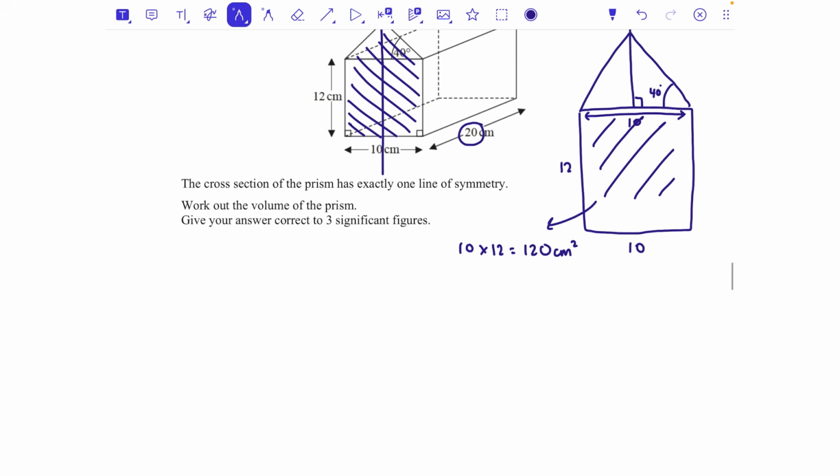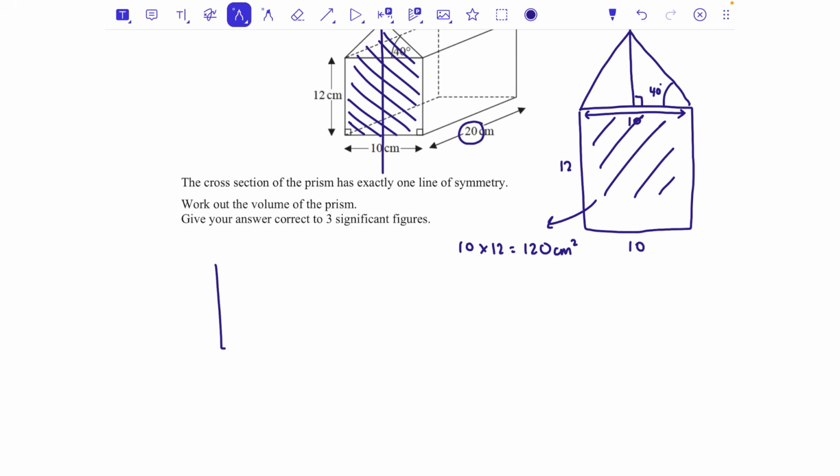And we're actually going to do SOHCAHTOA here. So let's just draw half of that triangle. What I need to work out the area is the height, so I'm going to put an X there. I know that this is 5 centimetres because I only want to go from the edge to the middle, which would be 5. It's 10 all the way across. And I know that this is 40 degrees.